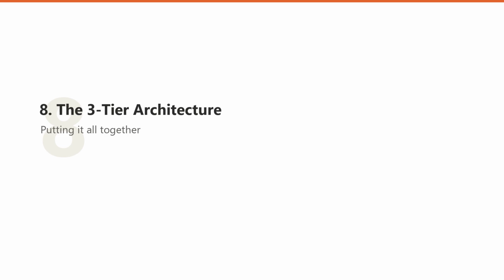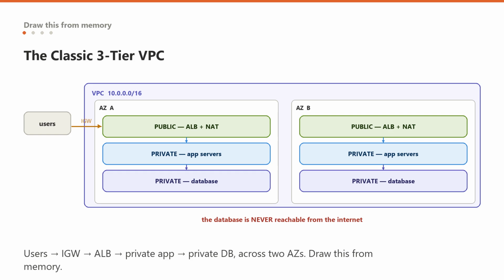Concept 8. Let's put every piece together into the architecture you should be able to draw from memory. Here's the architecture. In each availability zone, you create 3 subnets: a public subnet, holding the load balancer and the NAT gateway, a private subnet, holding your application servers, and another private subnet, holding your database.